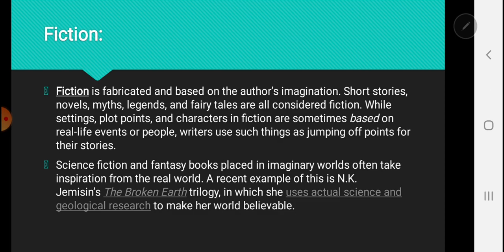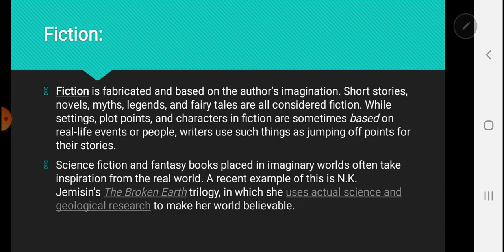In the genre of science fiction and fantasy, books are placed in imaginary worlds, but often take inspiration from the real world. A recent example of this is N.K. Jemisin's The Broken Earth Trilogy. It's her work in which she uses actual science and geological research to make her world believable.